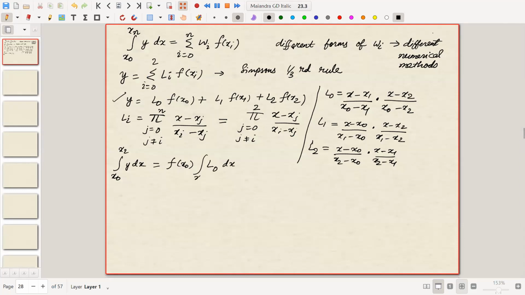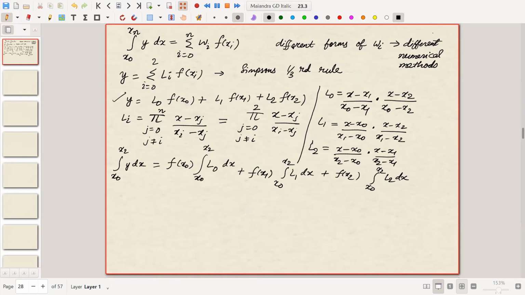Right? From x0 to x2, f of x1, x0 to x2, L1 dx, plus f of x2, L2 dx, right? And you know the forms of L0, L1, and L2. Okay. So again, you know what is x1 minus x0, you know what is x1 minus x2. These are just h. x1 minus x2 will be minus h. But x1 minus x0 will be h. Okay. So those things you have to substitute.